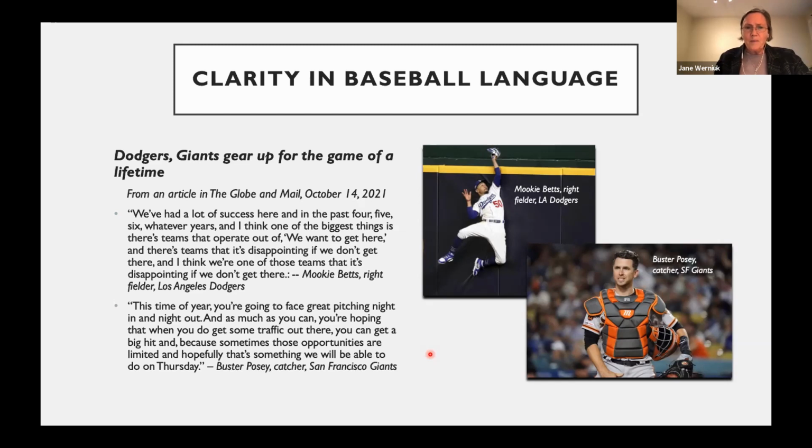This time of year, you're going to face great pitching night in and night out. And as much as you can, you're hoping that when you do get some traffic out there, you can get a big hit. And because sometimes those opportunities are limited, and hopefully that's something we will be able to do on Thursday.